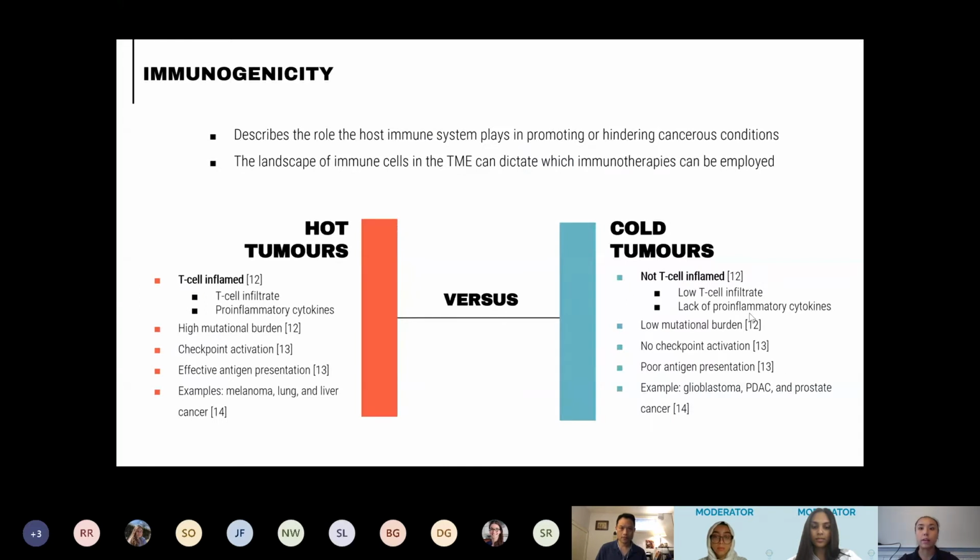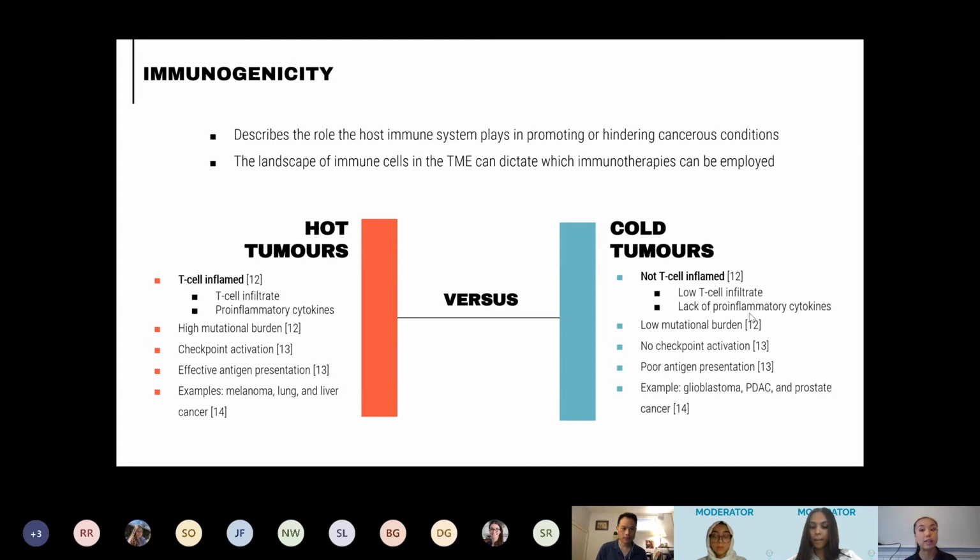Immunogenicity describes the way your own immune system interacts in the TME. Depending on the type of TME, certain immunotherapies may be more effective or completely ineffective at treating cancers. The TME can be broken down into two immunological phenotypes: hot tumors, which are T-cell inflamed, and non-T cell inflamed cold tumors. T-cell inflammation is the infiltration of T-cells into the TME, along with the increase of cytokines that boost the immune response. Hot tumors have a higher number of mutations in their DNA, allowing them to be recognized and targeted by the immune system.